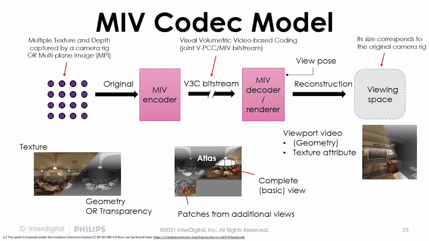This is the MIV Codec Model. The input is either multi-view plus depth or multiplane images, having texture and transparency. The MIV encoder creates a V3C bit stream with MIV extensions. The decoder renderer is able to reconstruct the source data, making it a symmetric codec. In addition, the renderer is able to synthesize any intermediate viewpoint within the viewing space that is defined by the source data. Like with VPCC, the V3C bit stream contains video atlases with patches. With MIV, these patches are taken from the source video data.